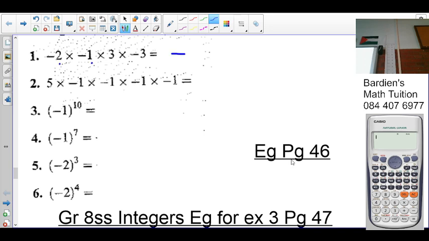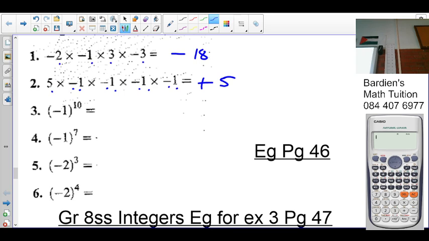2 times 1 is 2, times 3, then 6 times 3 is 18. Do you guys understand? Let's look at the next one. How many negatives are here? 1, 2, 3, 4. So is that odd or even? Even. So the answer is going to be positive. So 5 times 1 times 1 times 1 times 1, the answer is 5.